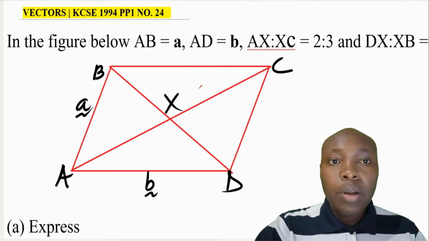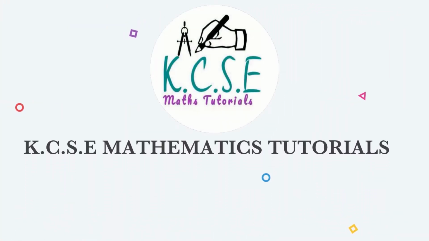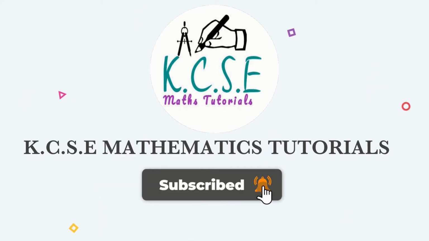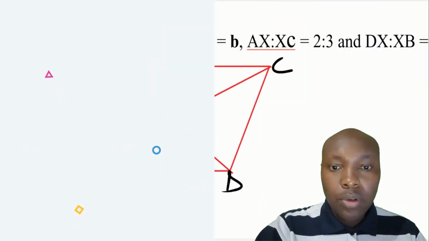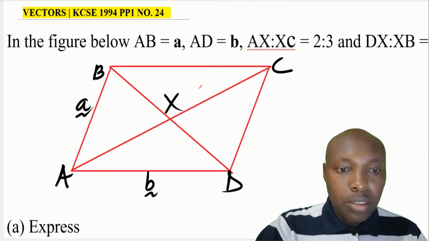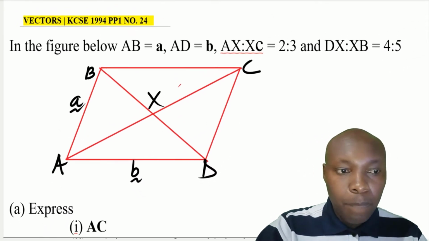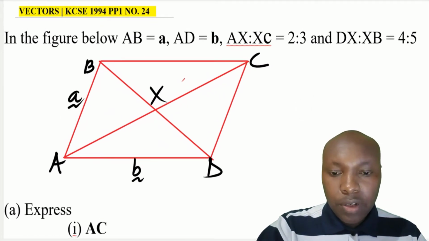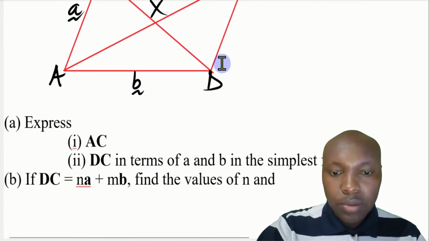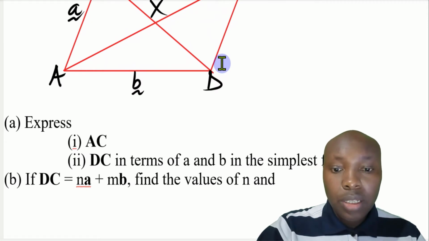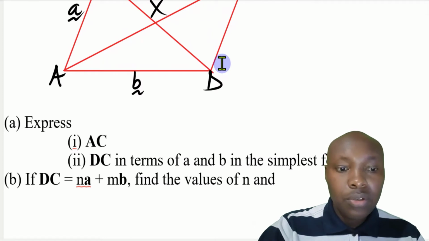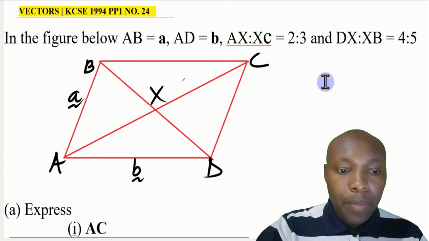Vectors, KCSE 1994, Paper 1, question number 24. In the figure below, AB is given as a, AD is given as b, AX:XC is given by the ratio 2:3. Then we have the other ratio, DX:XB, given as 4:5. The first part of the question: express AC in terms of a and b in the simplest form. And then if DC is equal to na plus mb, find the values of n and m.